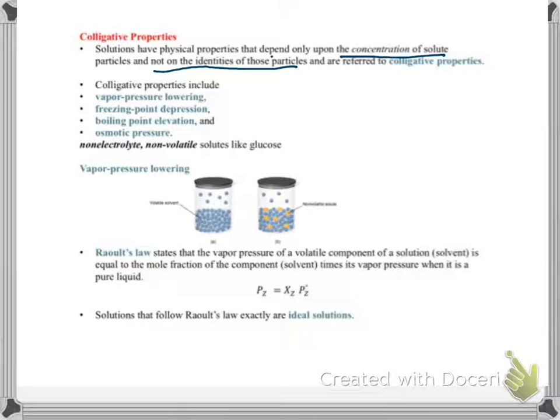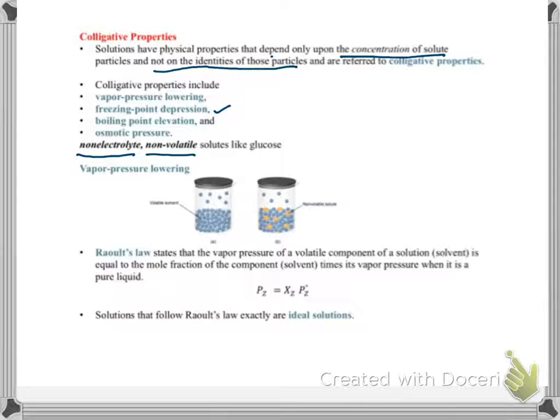We're going to discuss four colligative properties: vapor pressure lowering, freezing point depression, boiling point elevation, and osmotic pressure. Your next lab is on freezing point depression. For this section, we're going to consider only non-electrolyte, non-volatile solutes. Non-electrolyte means they are not breaking down to form ions in the solution, and non-volatile means they cannot be vaporized easily.